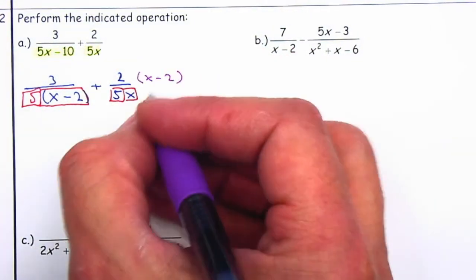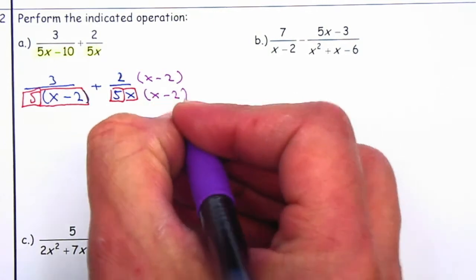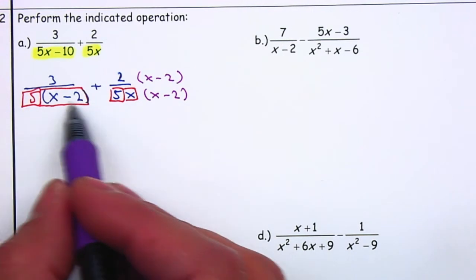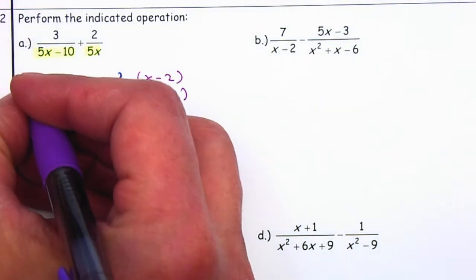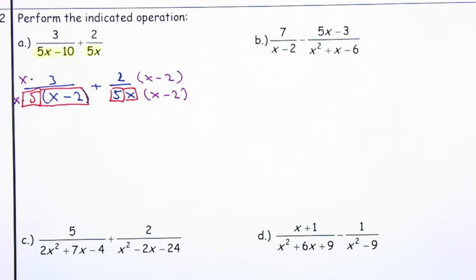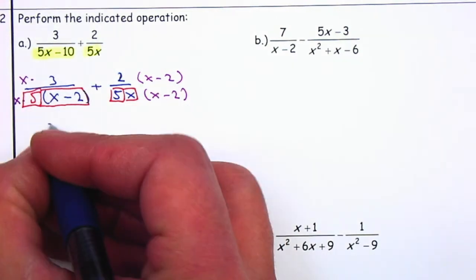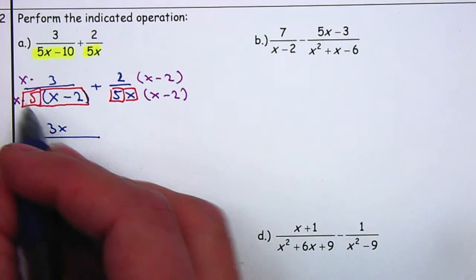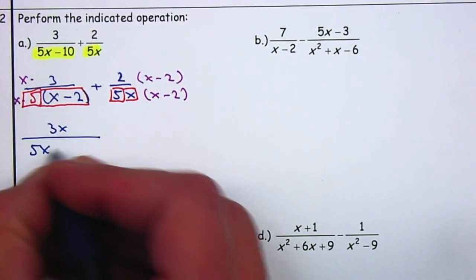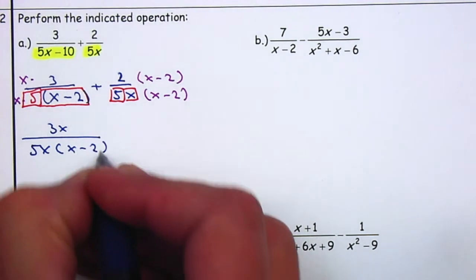And what you do on top, you do on the bottom. And if you guys notice, on the left, this is a 5, we have the x minus 2, we just need an x. So multiply by x and multiply by x. x times 3 will be 3x. Let's just leave this as 5 times x, which is 5x, multiplied by x minus 2.